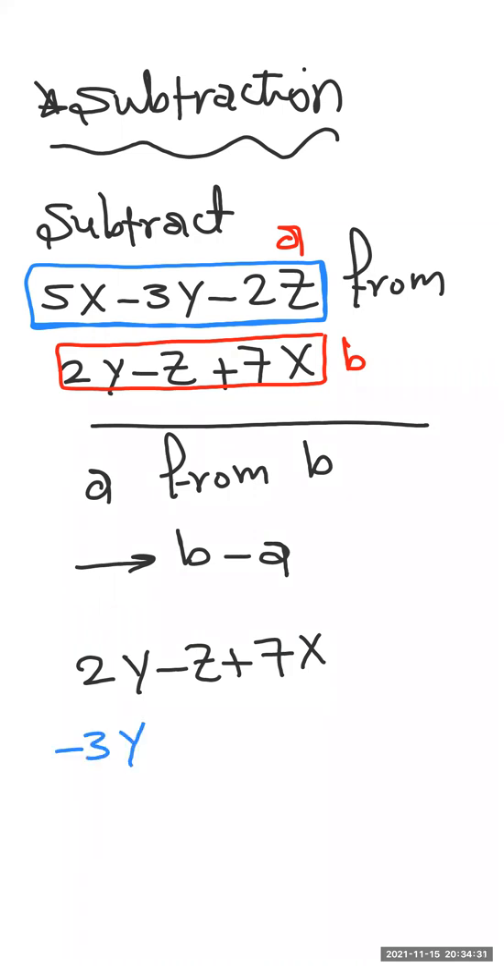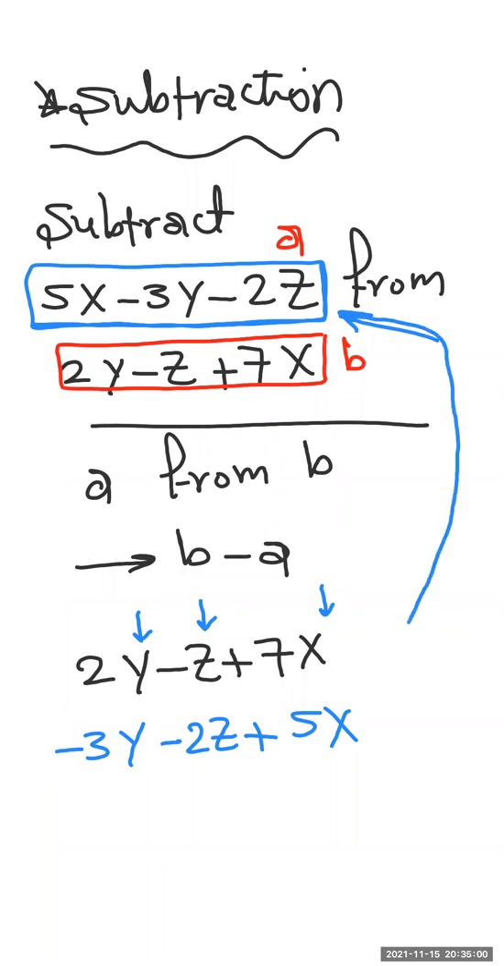I didn't understand the order. I mean arrange with the same order of the variables here: y, then z, then x. So write down this expression with the same order, y, z, x. So here it will be negative 3y minus 2z, then plus 5x. I just changed the order of the variables of this term and wrote it here.